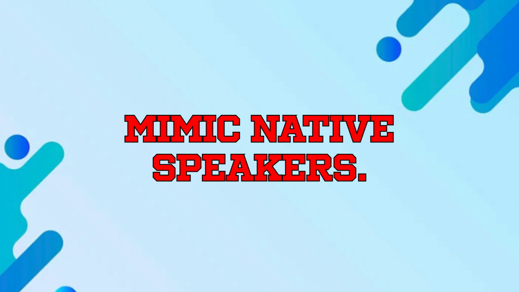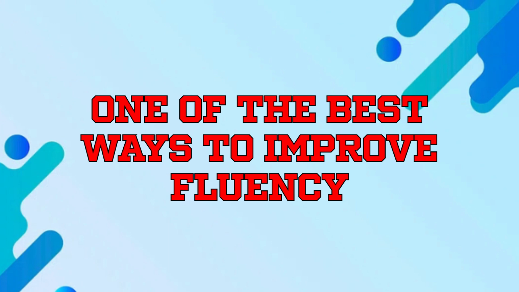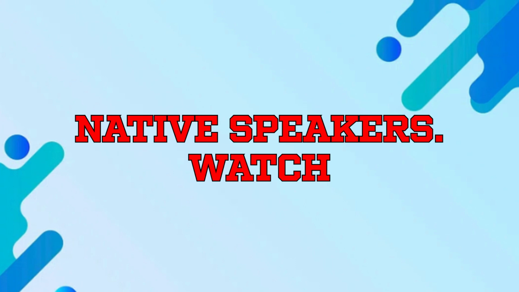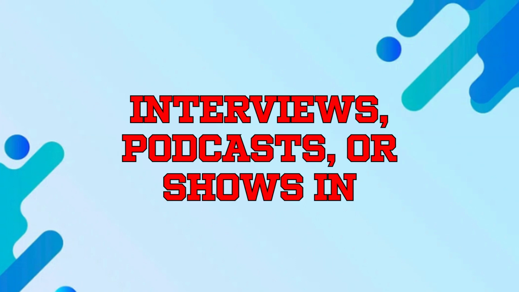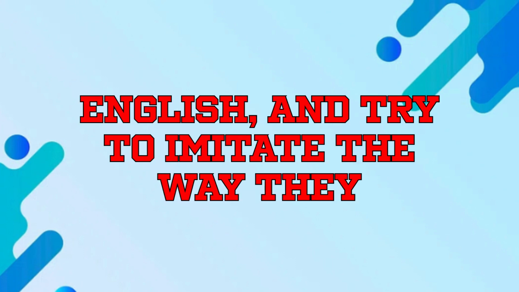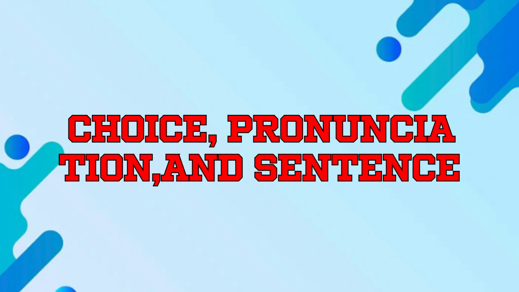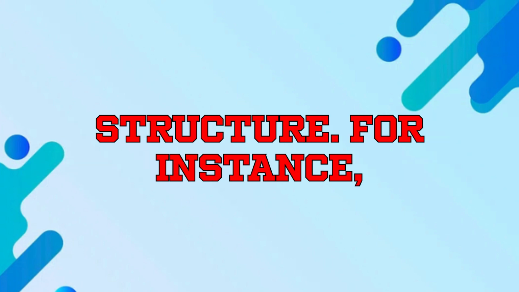7. Mimic native speakers. One of the best ways to improve fluency and activate vocabulary is to mimic native speakers. Watch interviews, podcasts, or shows in English, and try to imitate the way they speak. Focus on their word choice, pronunciation, and sentence structure.